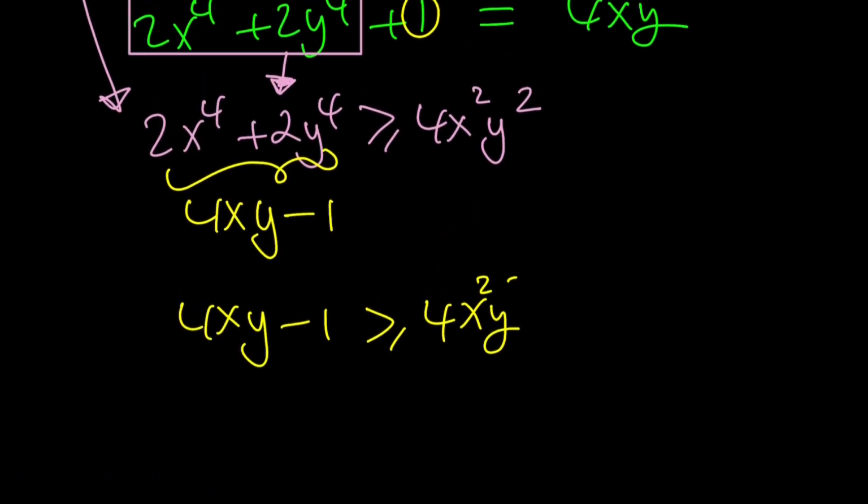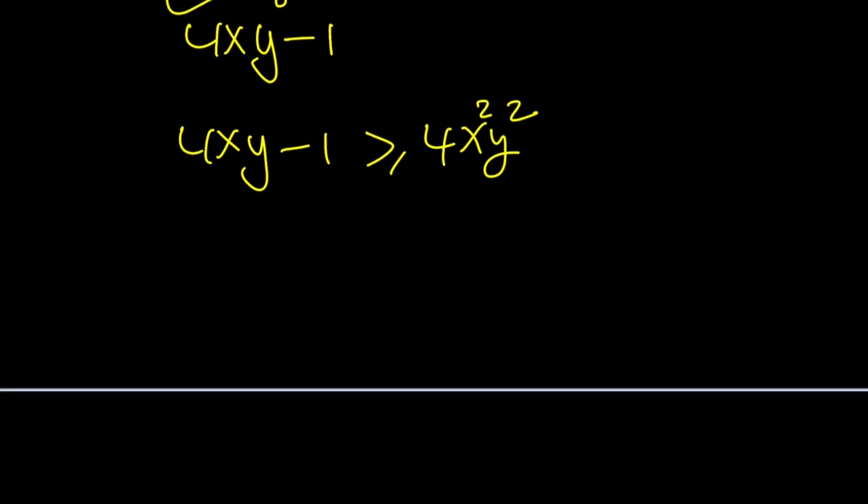I mean, not quadratic, it's kind of quartic, but it's easier to handle. You'll see why in a little bit. Let's put everything on the right-hand side. 4x squared y squared minus 4xy plus 1 is less than or equal to 0.